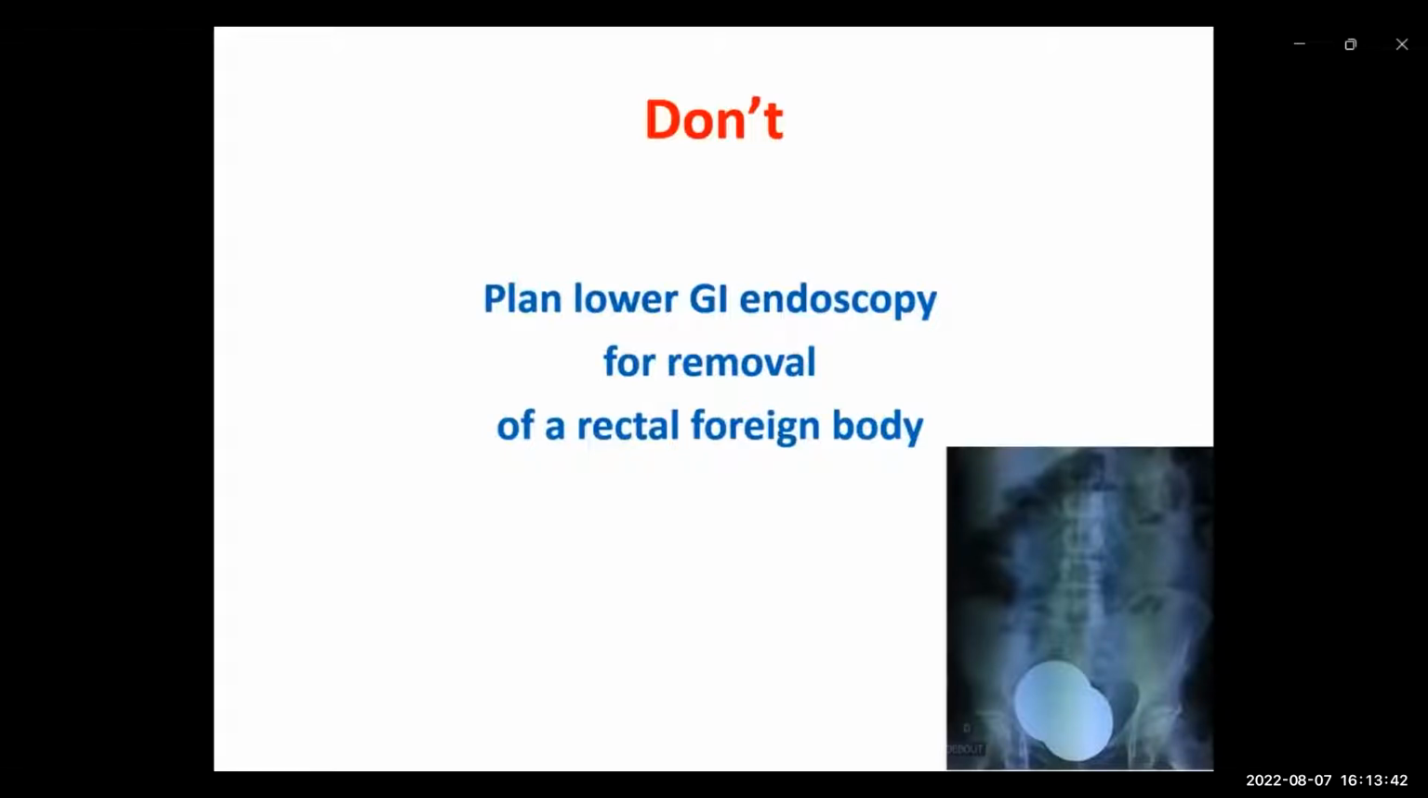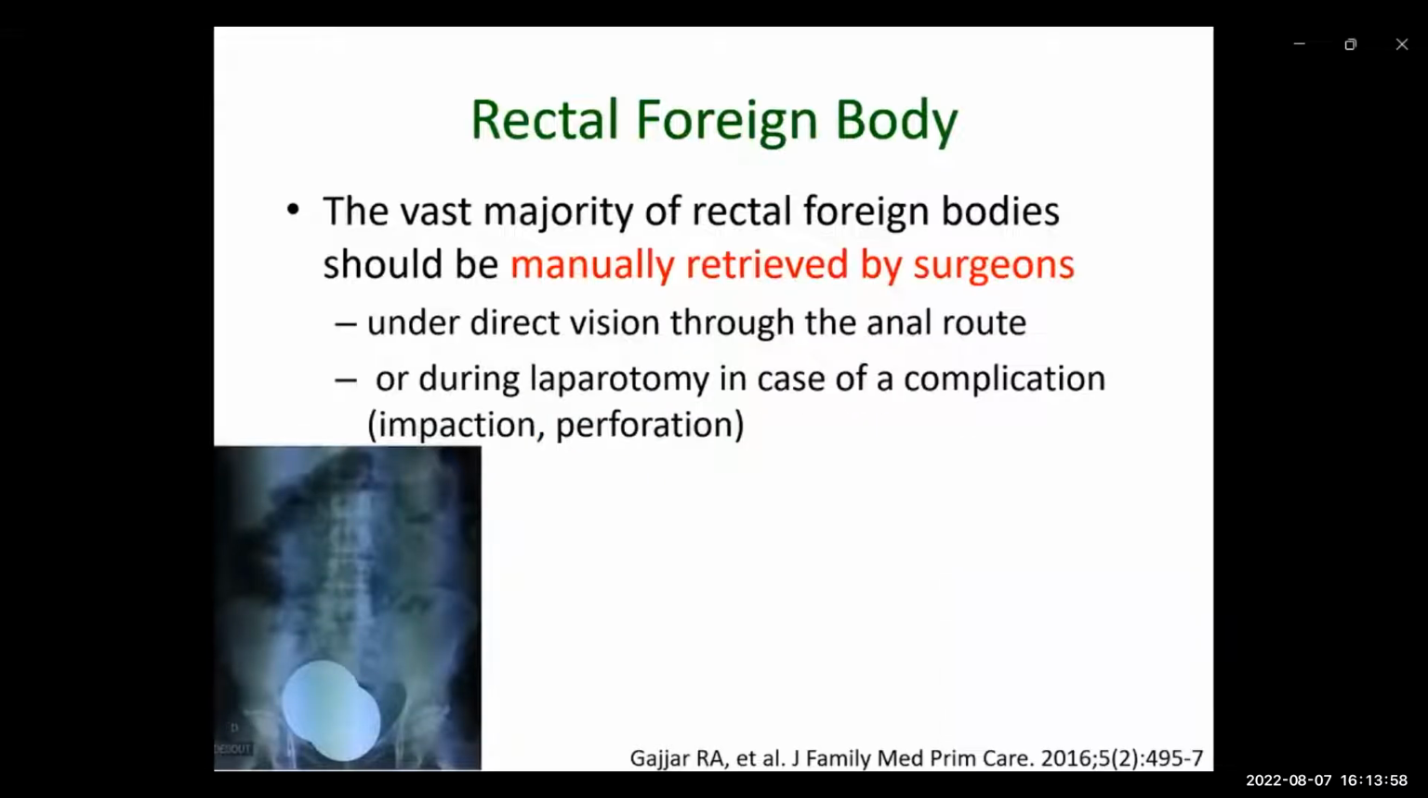Do not plan lower GI endoscopy for removal of a rectal foreign body. Look at this plain radiograph. What do you think this foreign body is? The vast majority of rectal foreign bodies should be manually retrieved by surgeons under direct vision through the anal route or during laparotomy in case of a complication, impaction or perforation.